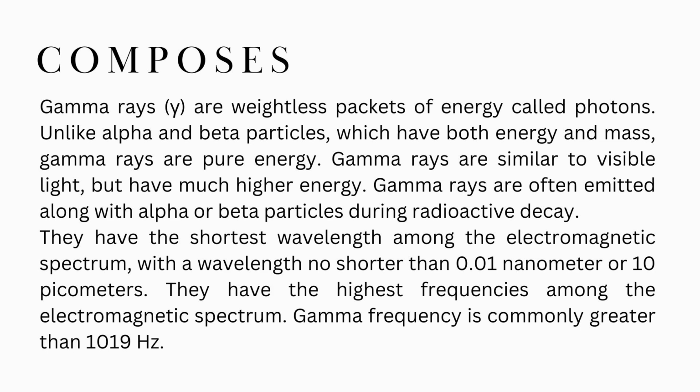Composition of gamma rays. Gamma rays are weightless packets of energy called photons, unlike alpha and beta particles, which have both energy and mass. Gamma rays are pure energy. Gamma rays are similar to visible light, but have much higher energy. Gamma rays are often emitted along with alpha or beta particles during radioactive decay.